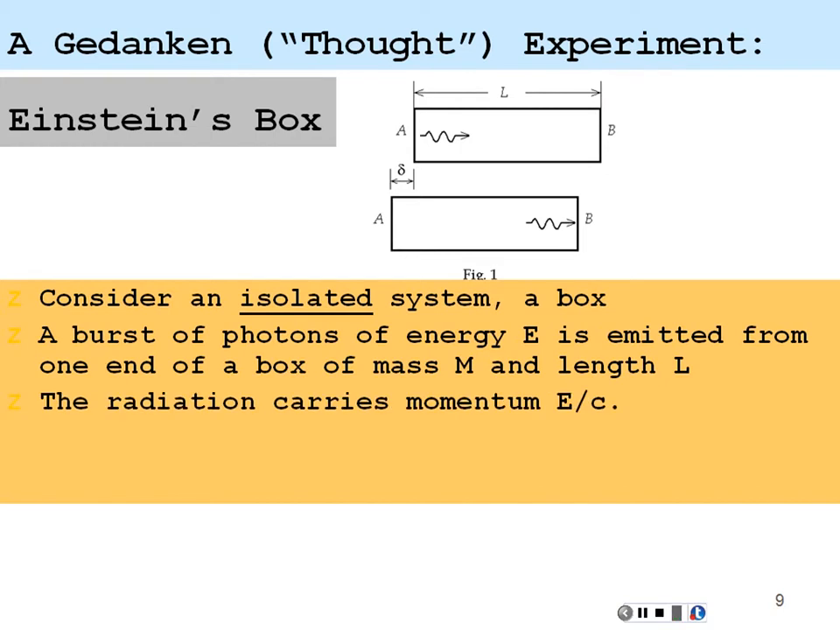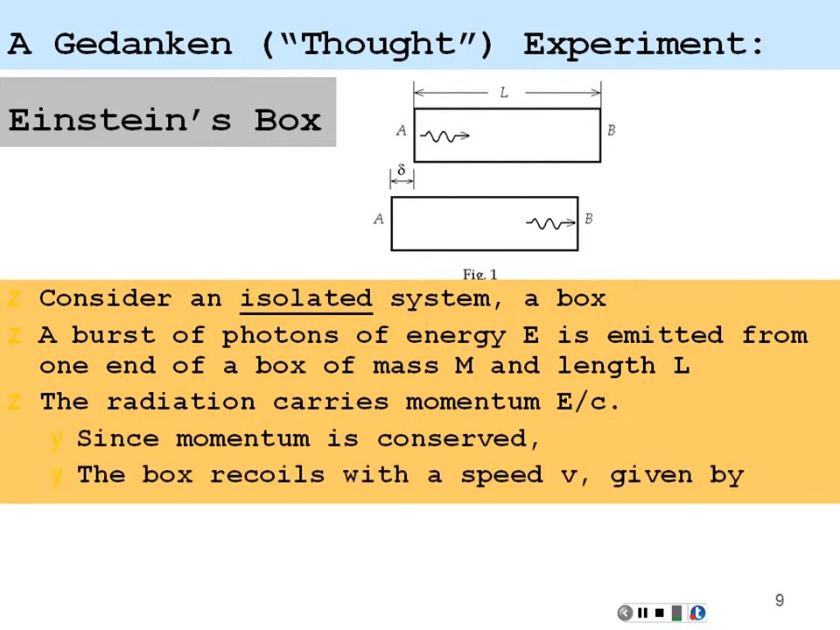This radiation carries a momentum equal to its energy divided by the speed of light. Since momentum is conserved, the box should recoil with a speed v given by the momentum of the photon divided by the mass of the box. In other words, the momentum of the box, mv, will go in the opposite direction. So the velocity of the box will be negative 1 over m, times the energy of the photon burst, divided by the speed of light.